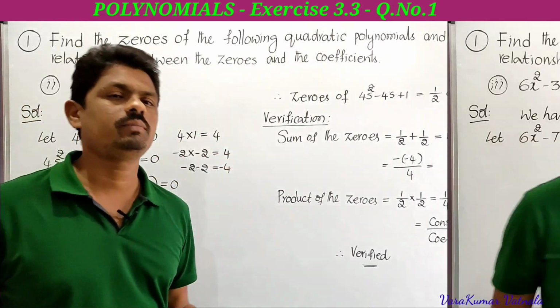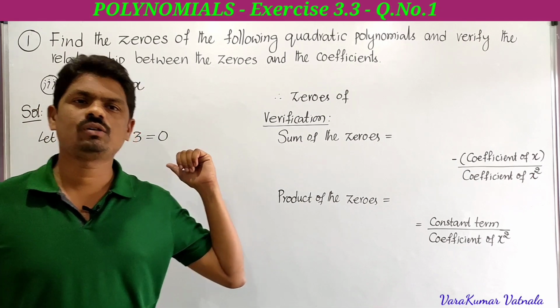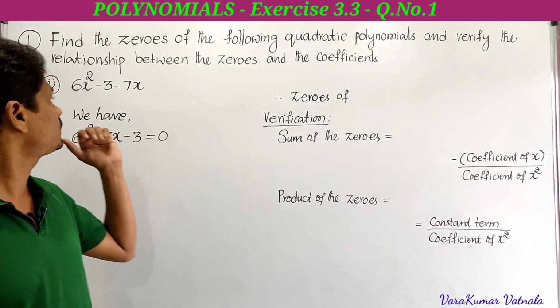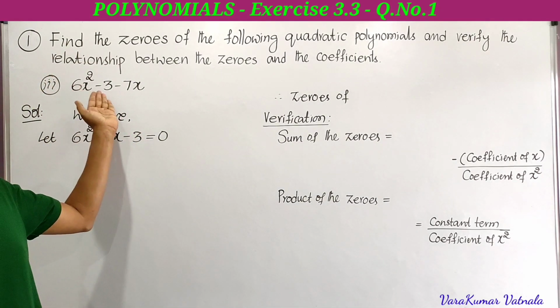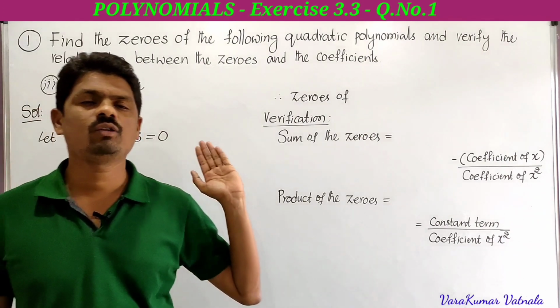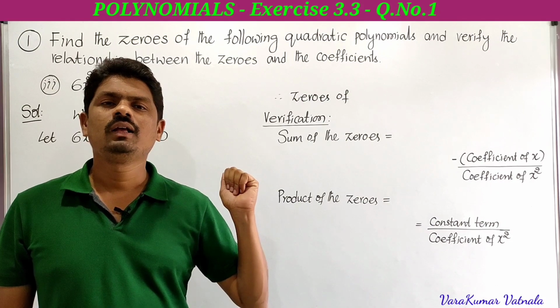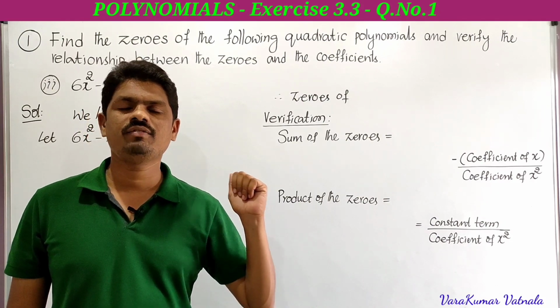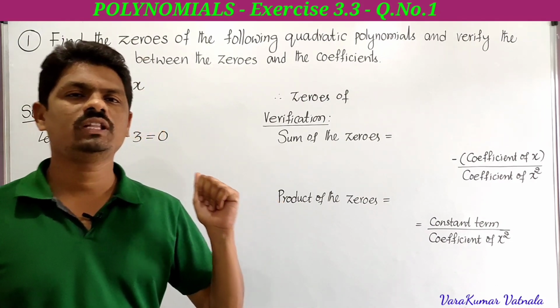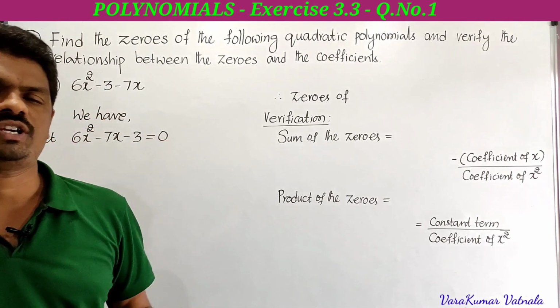Next we have to solve the third bit. This is the third bit in the first problem. It has given 6x² − 3 − 7x. Again we have to find the zeros of the given quadratic polynomial, and then verify the relationship between the zeros and the coefficients.